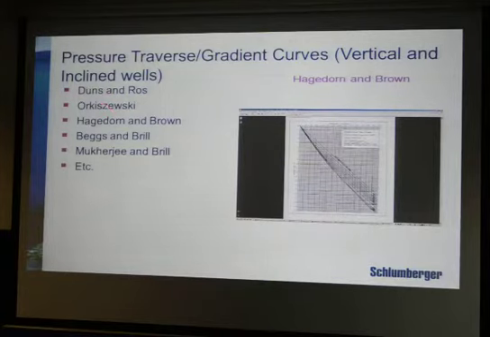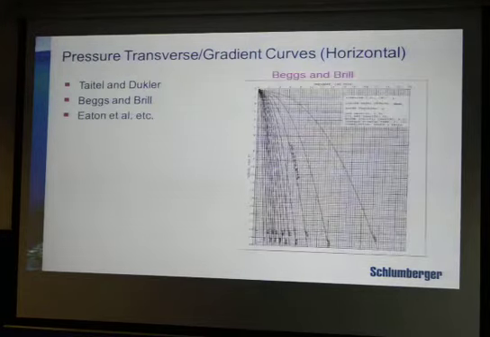These are different relations that we have for vertical and inclined wells: Duns and Ros, Beggs and Brill consider everything. Hagedorn and Brown didn't consider flow regimes, and neither did they consider the slippage effect. There are others, etcetera. For horizontal wells also there are different correlations.